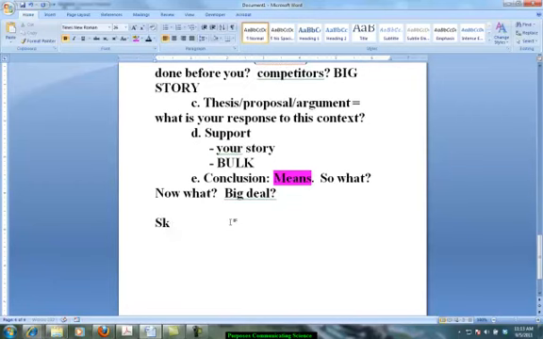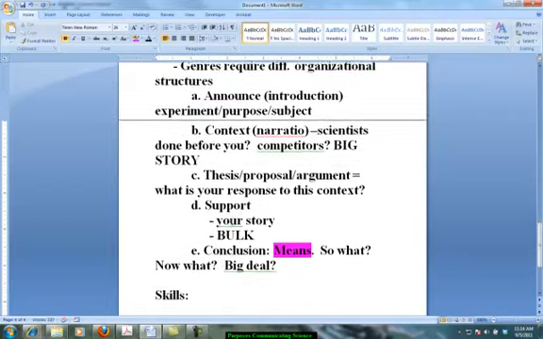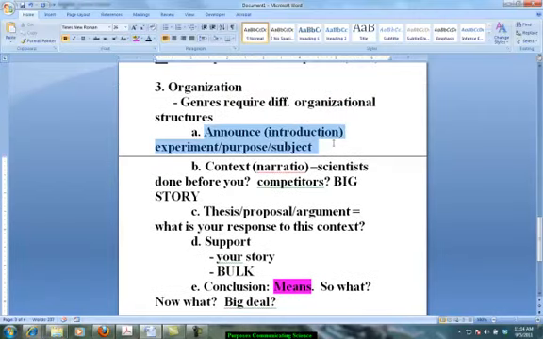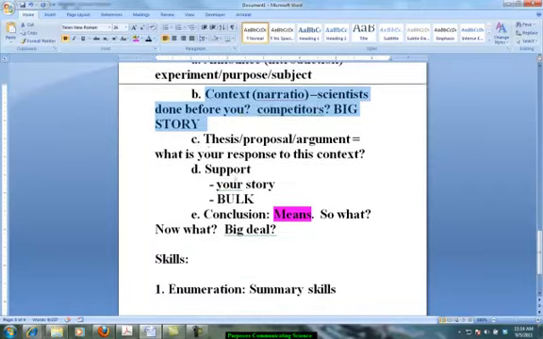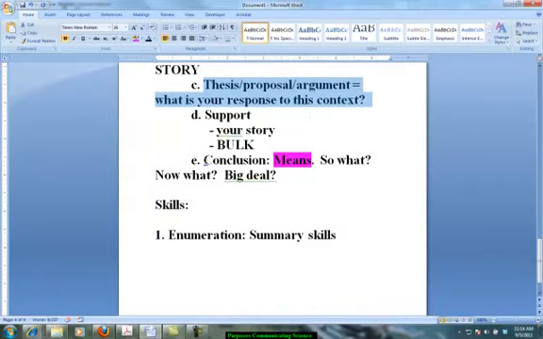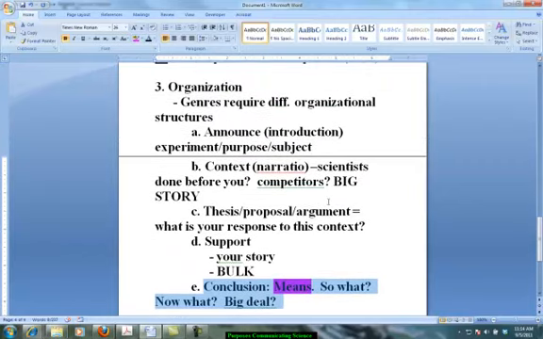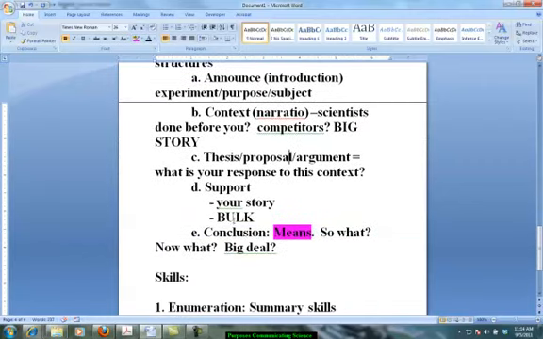So, some of the key skills that you're going to need for science writing. Scott Montgomery identifies 2, and I really like these 2. One is enumeration, by which we mean your summary skills. You're going to be doing a lot of summary in this class because if you look at this organization, this is summary, this is summary, this is summary, this is summary. 4 of the 5 parts in the organization is summarization. And if you're including research in this part, that is summary also.